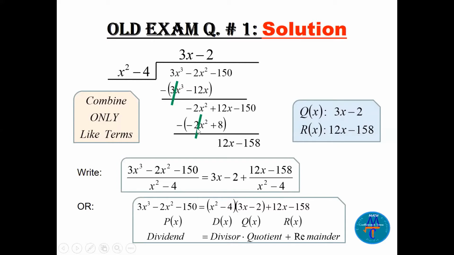So this will be cancelled, and this one will be minus 8. You see, minus 8, minus 8, and minus 150, minus 158. And 12x will come down. I stop dividing because the highest power here is 1 and the highest power here is 2. See, up here is the quotient, 3x minus 2. And all of this is the remainder, 12x minus 158. You can write the answer like this or like that.